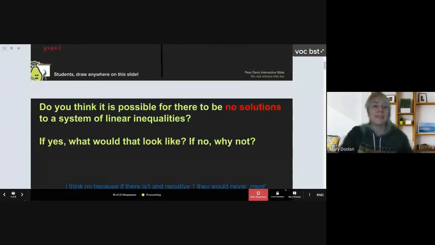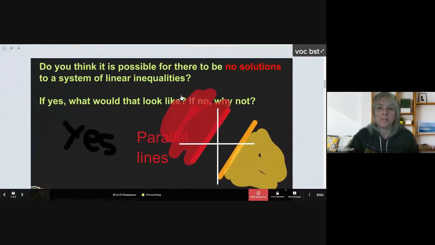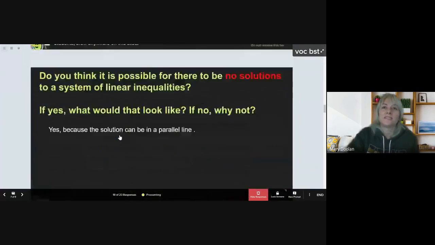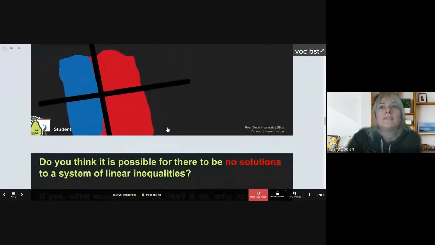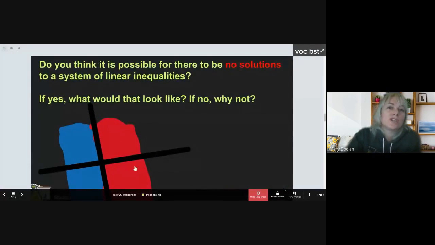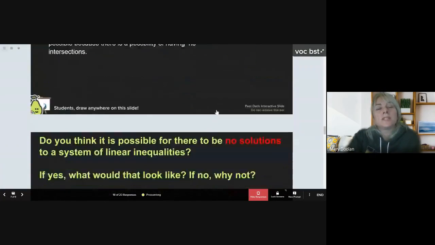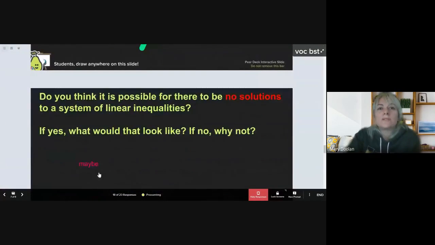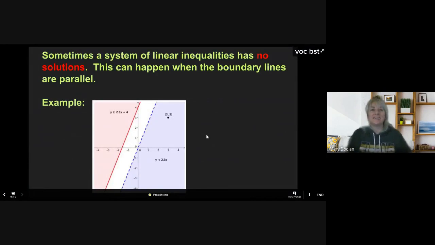So anyhow, that is the truth. I'm looking for another one that's true. Parallel lines. Absolutely. If you have parallel lines, there is no solution. Okay, so here's one where they're kind of showing it a little bit. Yep, there is the possibility of no intersection. Absolutely. Parallel lines don't touch. Yep, that's right. Okay, so the last slide here.